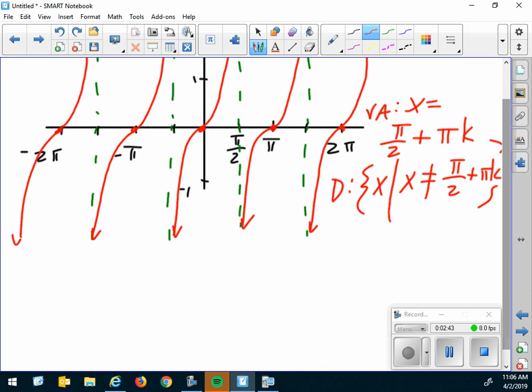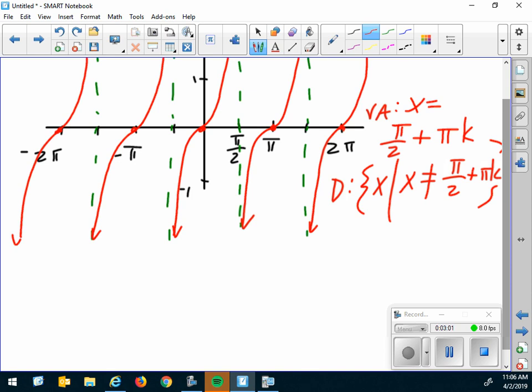Okay, is this a continuous function? If I'm graphing tangent, do I ever have to lift my pencil? I sure do. I got to lift my pencil at every vertical asymptote. This is a discontinuous function.